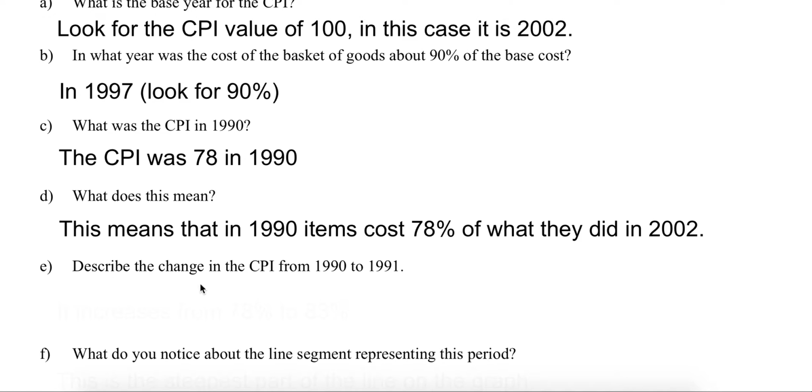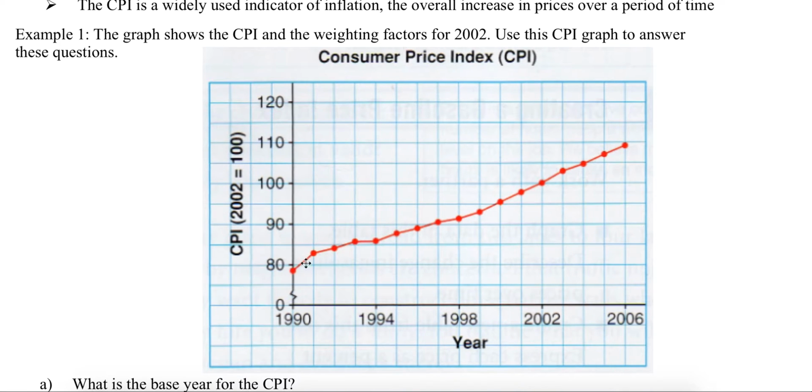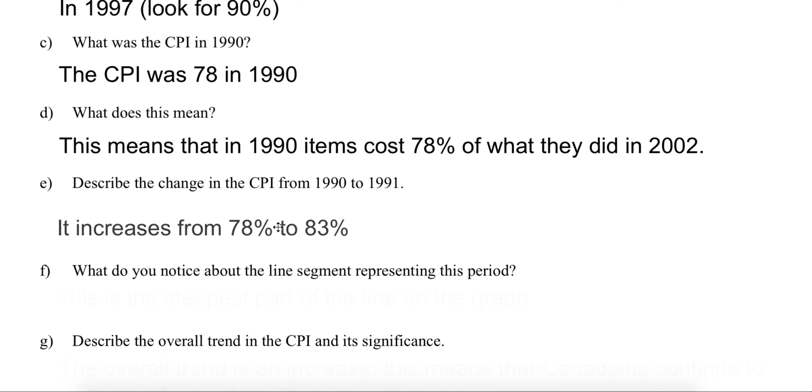Now describe the change of the CPI from 90 to 91. Right here at the very start, if you notice, the slope of the graph is very, very quick. What that means is that goods and services increased in price very quickly between 1990 and 91 and then kind of leveled out. You can see that they do go up every year significantly, but not nearly as much as they did right at the very start. So it increased fairly quickly.